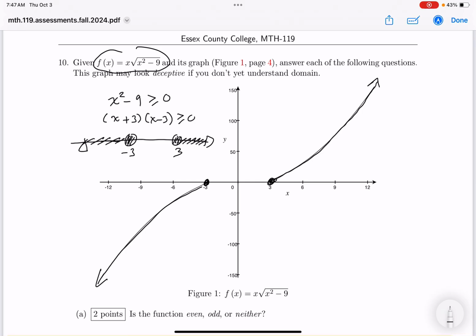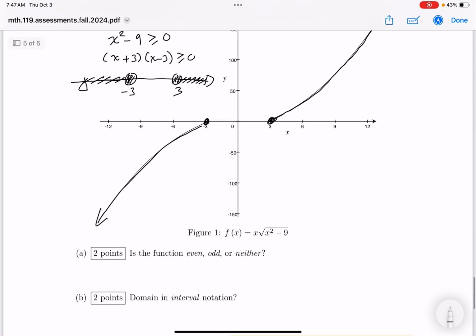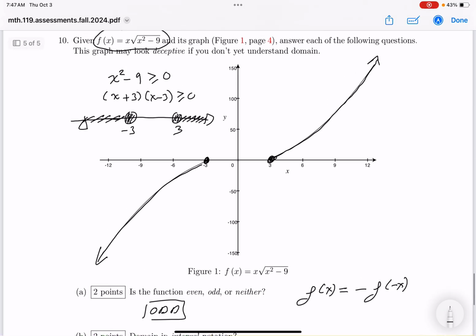Okay, first things first. Let's read the questions now. It says, is the function even, odd, or neither? Well, looking at it, I'm going to say it's odd. Now, if you want to do the test, I'll tell you what the test is going to be. Is f of x the same thing as minus f of minus x? Now, you don't have to look at the test. You're looking at the picture, and it certainly looks odd to me.